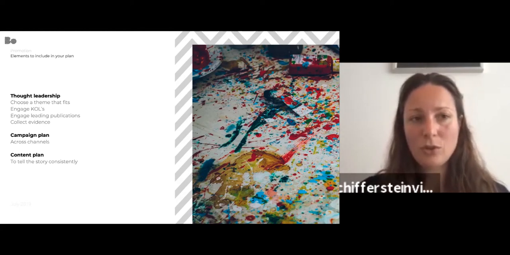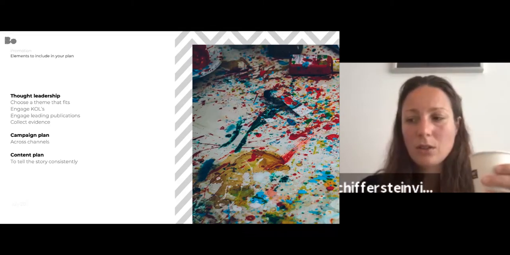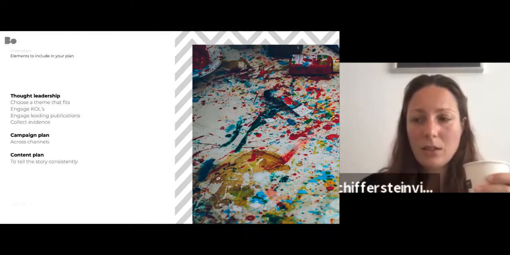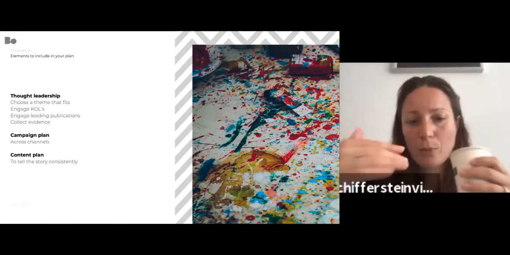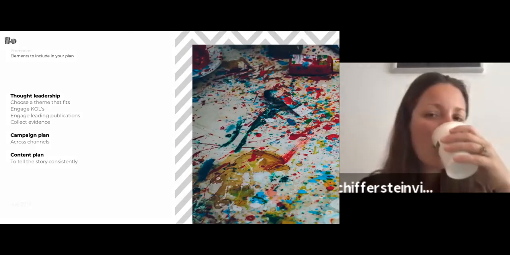Any questions on the campaign angles and how to approach those steps?